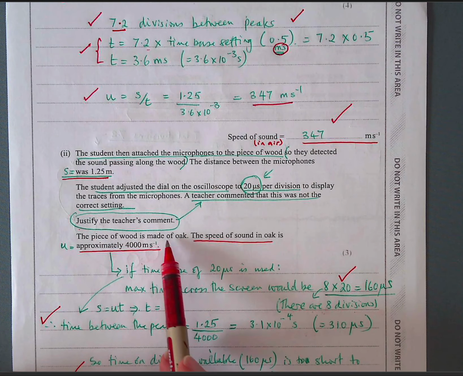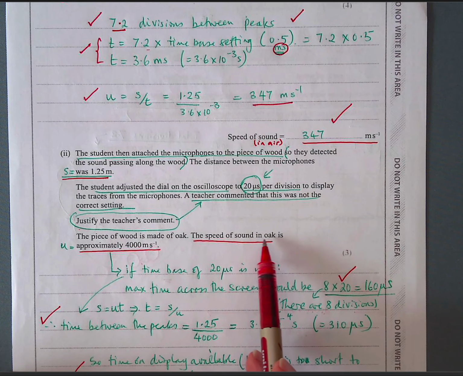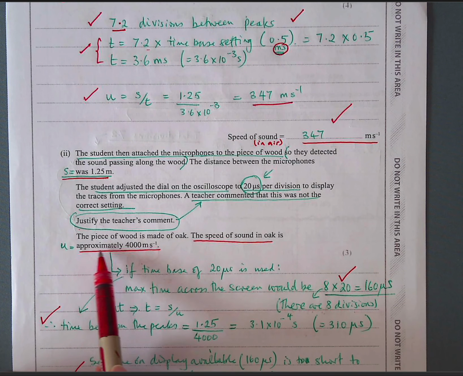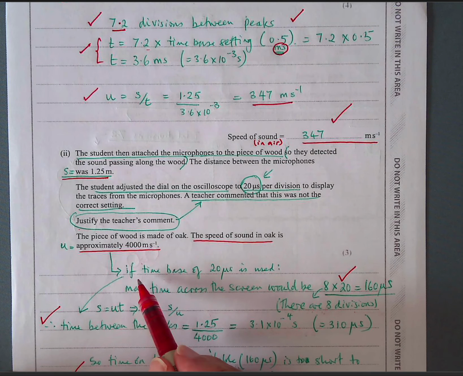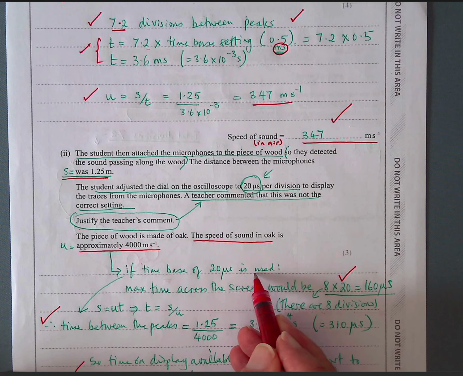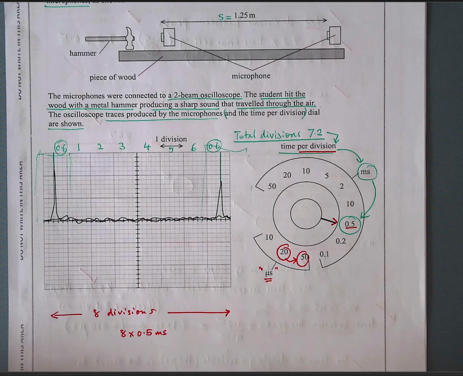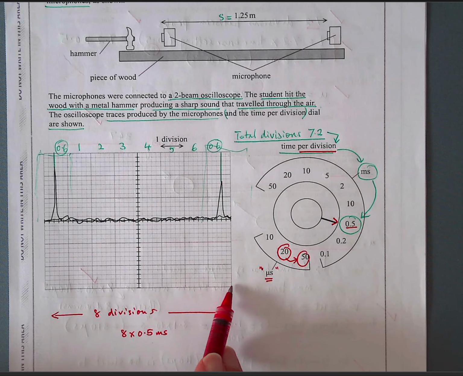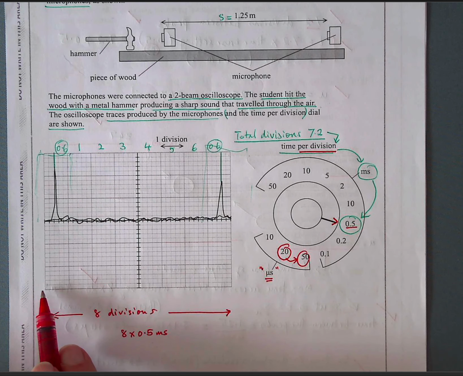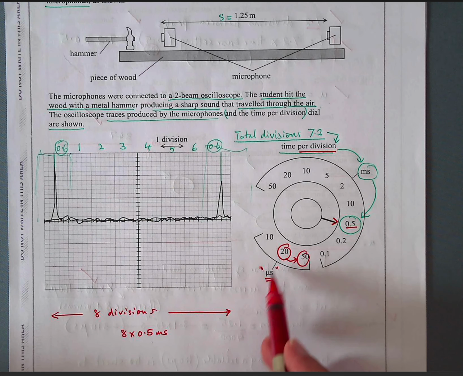The piece of wood is made of oak. Not really relevant, but that's what it's telling us. The speed of sound in oak should be approximately 4,000 meters per second. So if the time base is on 20 microseconds, now remember how I showed you, if you know that there are 8 divisions on the screen, you can work out the total time that you can measure between the two peaks. If the first peak was here and the second peak was there, it would be not 8 times 0.5 milliseconds, but 8 times 20 microseconds.